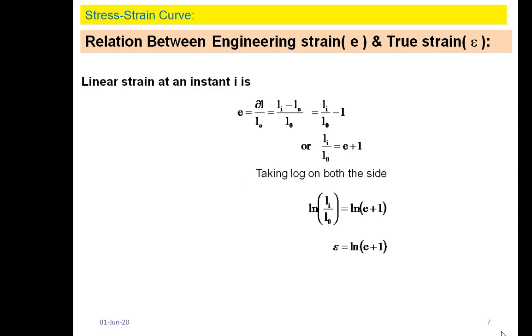In the previous slide we discussed this. Epsilon is log of Li by L0, equal to log of e plus 1. So this is the relationship: true strain epsilon is equal to log of e plus 1.